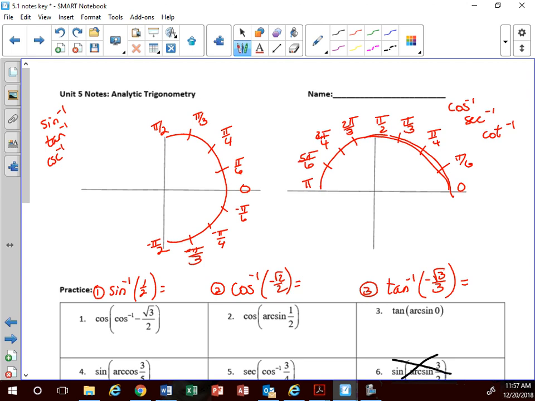So if I ask you one of these inverse questions and it's something from your unit circle, this is it. These are the only answers you can give me. Okay? Don't tell me 5 pi over 3. That's not an option.